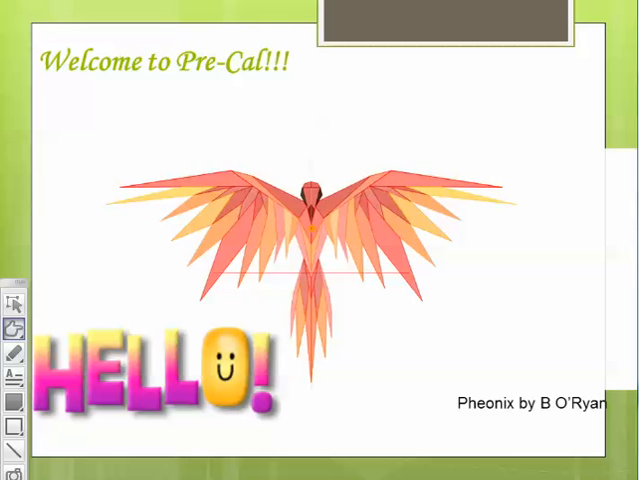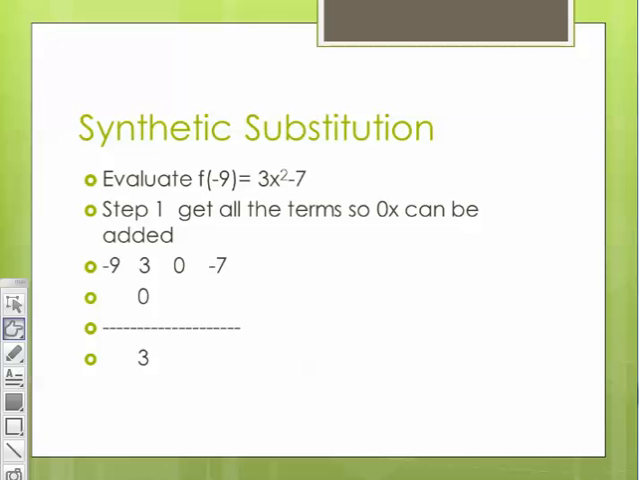I am here with this pre-calculus recording. We're getting into some topics in Unit 3 where we're dealing with polynomials, and polynomials get to be a little bit funny at times. So, one of the things that comes up in this first study is called synthetic substitution.